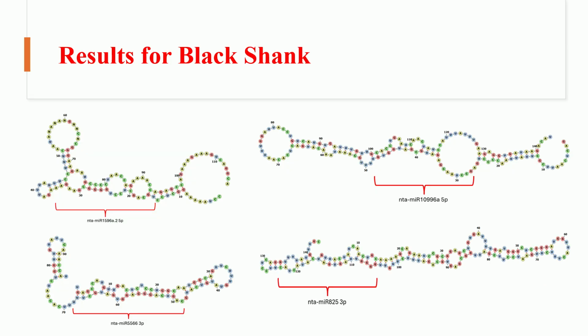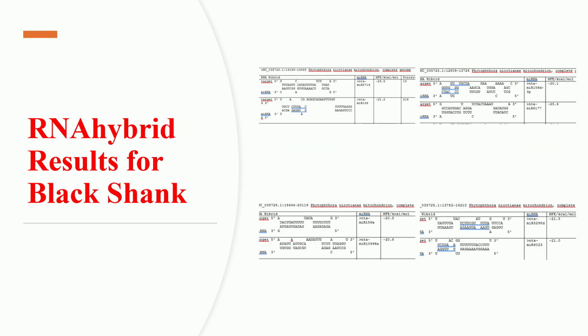Here you can see secondary structure results for black shank. There are 75 secondary structures for black shank. RNAhybrid results for black shank.